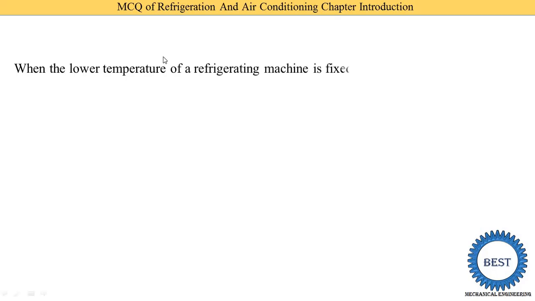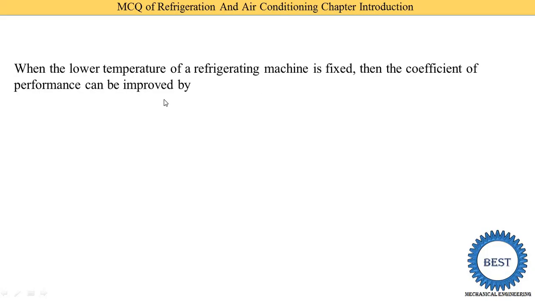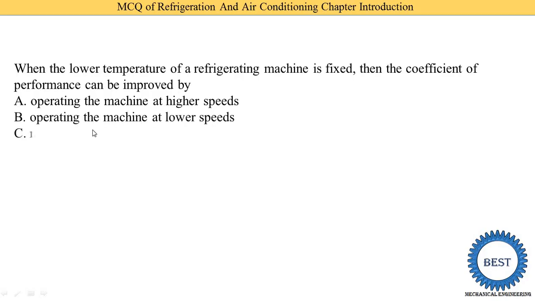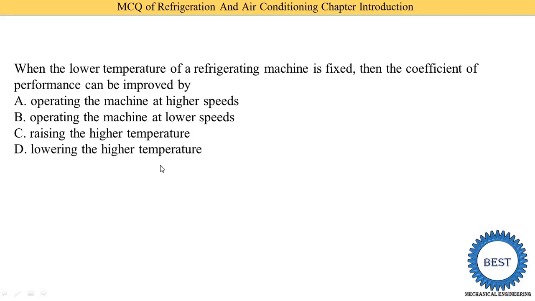When the lowest temperature of a refrigerating machine is fixed, the coefficient of performance can be improved by, we know there are higher and lower temperatures, meaning the condenser and evaporator temperatures. Here the lower temperature is fixed. First we check the MCQ options: operating the machine at higher speed, operating the machine at lower speed, raising the higher temperature, and lowering the higher temperature. Speed is not relevant to the answer, so we have only two possibilities: raising the higher temperature or lowering it.